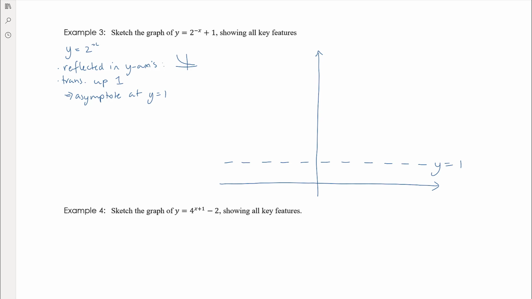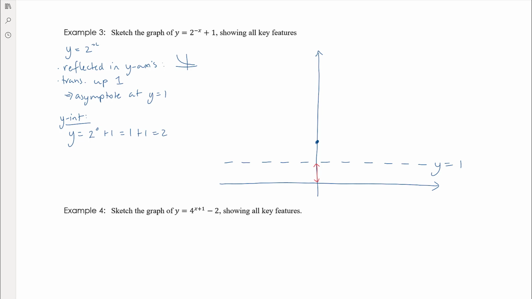So we're going to have a y-intercept. Let's calculate that. So our y-intercept is going to be y equals 2 to the 0 plus 1. So that's 1 plus 1, so 2. So y-intercept at (0, 2). So now make sure you maintain your scale. This distance here you've made 1, and so therefore, if your y-intercept is at 2, it needs to be that same distance again above here. So that's going to be my y-intercept.